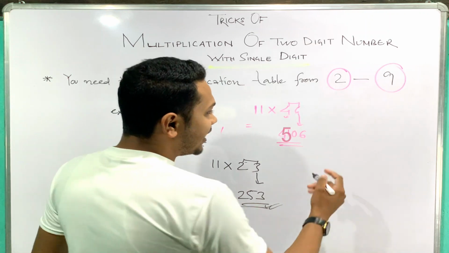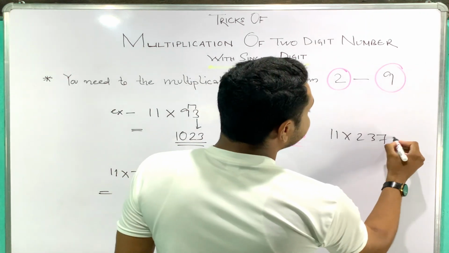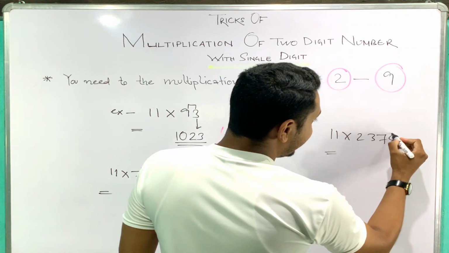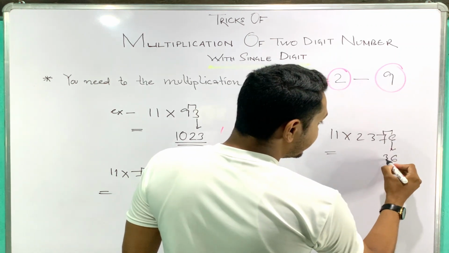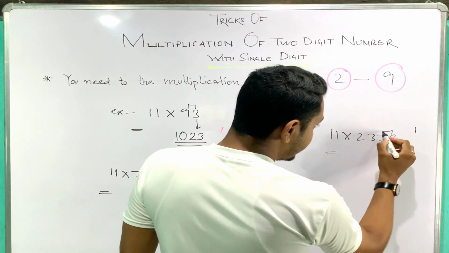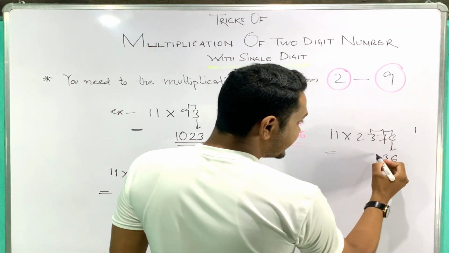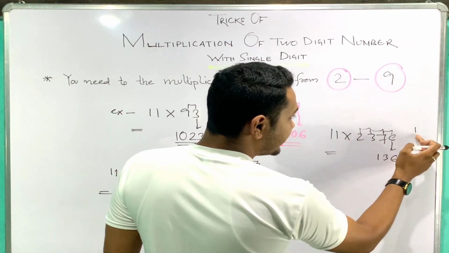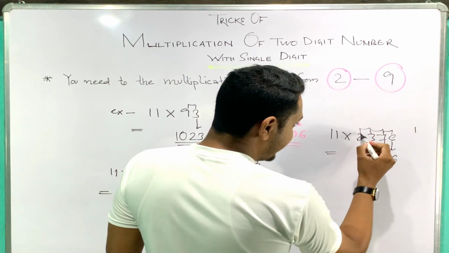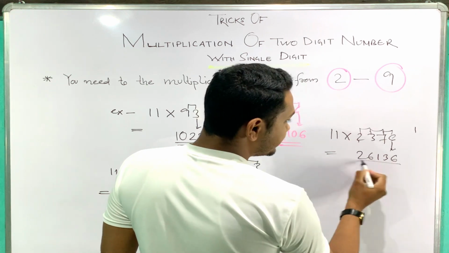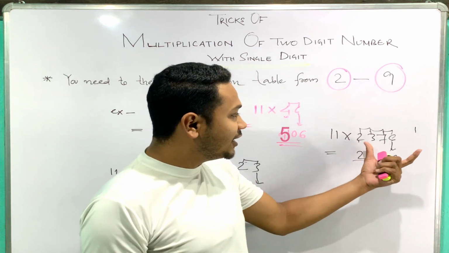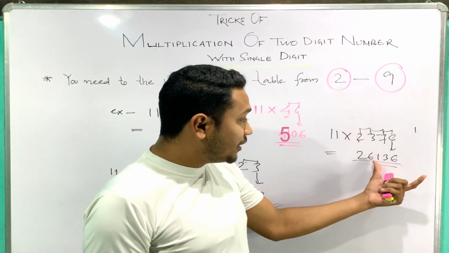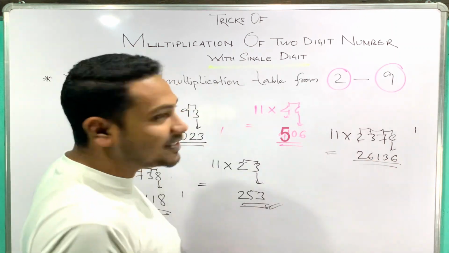Coming to the next example, like 11 into 2376. Just have a look how I will find out. 6 will come here as it is. Next, 7 plus 6, we know 13. 13, 3 comes here, 1 left out. 7 plus 3, 10, and then 1 is 11. 11, 1 will come, 1 will be left out. 3 plus 2 is 5, and then 1, I will get here 6. Then 2 will come here as it is. See, this is the answer. So such a big number, 2376, is being multiplied with 11. What I have got here, 26,136. Isn't it interesting, right?